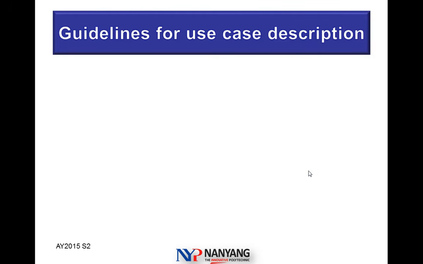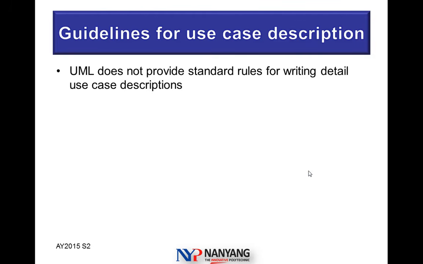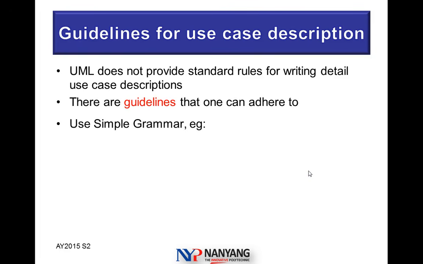Guidelines for writing use case descriptions. UML does not provide any standard rules for writing detailed use case descriptions. When you Google on the internet, you'll find many different variations and ways that people write use case descriptions. But for the purpose of this module, we will provide certain guidelines which you should follow. Use simple grammar. Example: the librarian enters the book ID, instead of the book ID is entered by the librarian. The system displays the book detail, rather than the book details are displayed by the system.